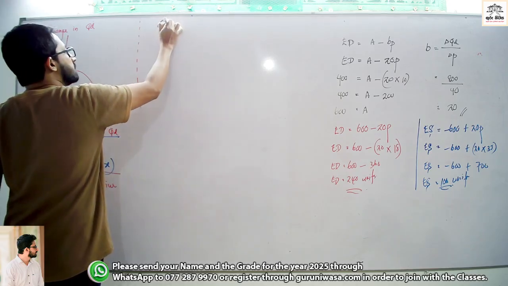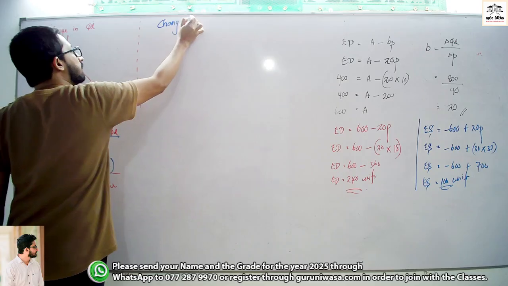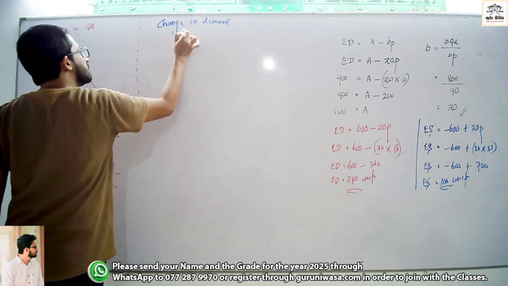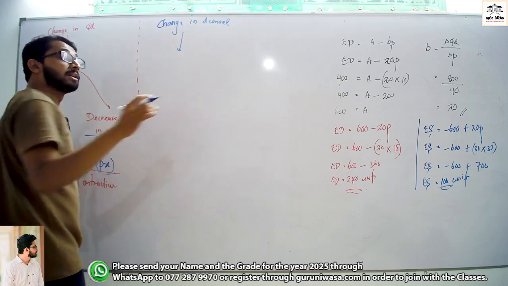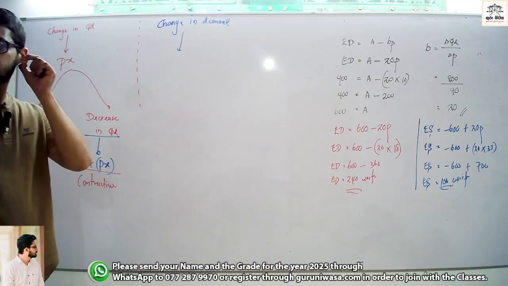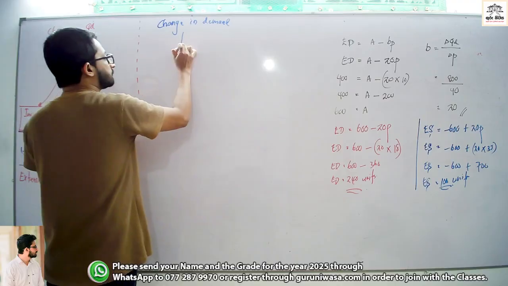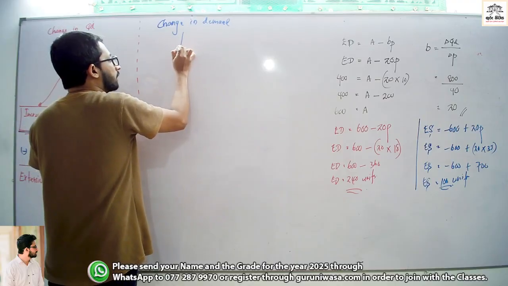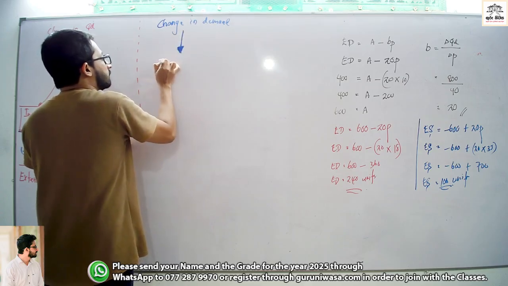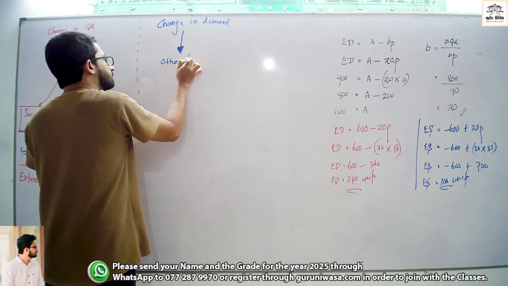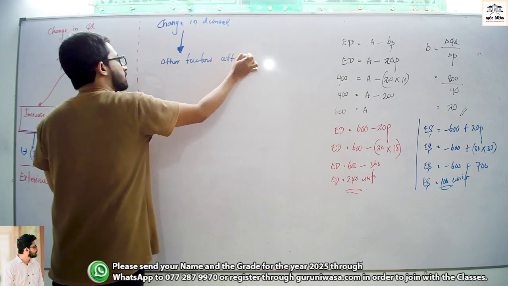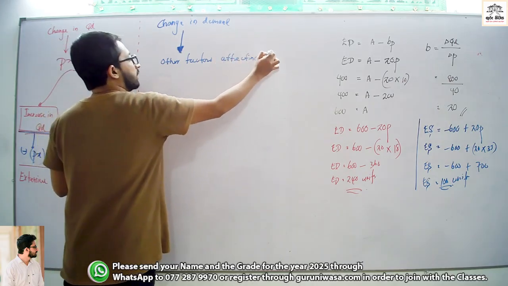Second concept is change in demand. Change in demand is caused by change in other factors except the price of the product. Is that clear? Other factors affect it. Here the demand curve shifts.